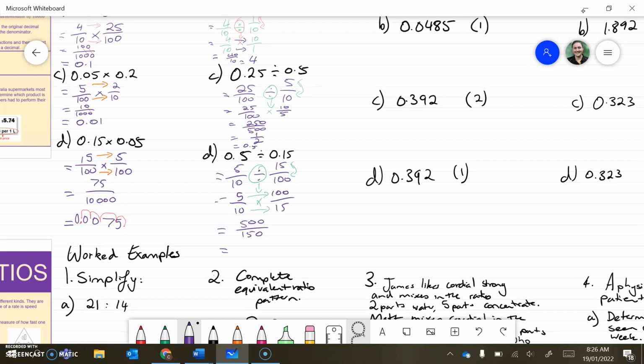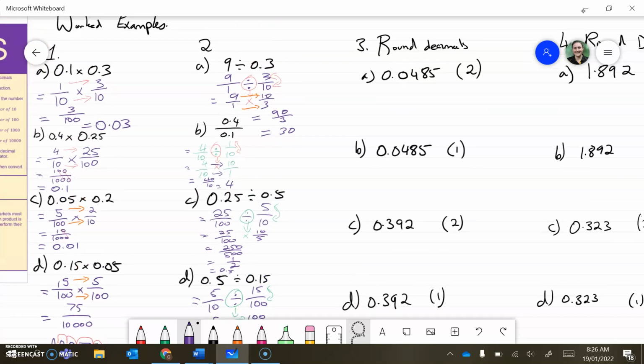What we then want to do is we want to see, okay, well, what goes into each of them? Well, I know 50 is going to go into both of them. So 50 into 500 is 10. 50 into 150 is 3. If I then want to get back to a decimal, I need to complete that calculation. So 10 divided by 3 is 3.33 recurring.